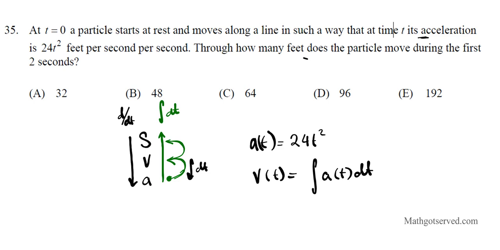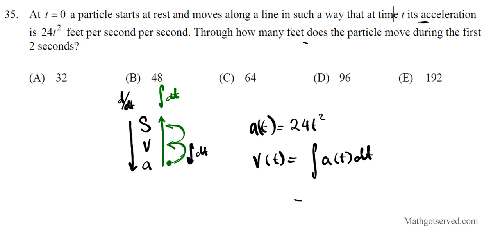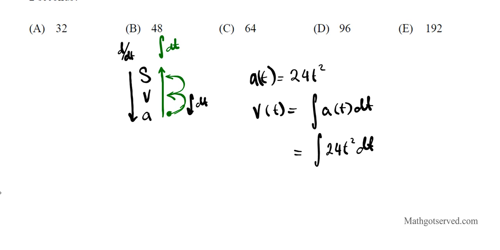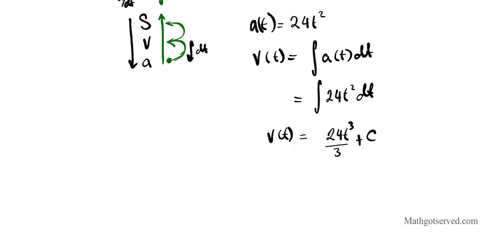Okay, so if I do that, what is the velocity function? Well, I'm going to have to integrate 24t squared dt. Now, using the power property of integration, this antiderivative is simply going to be 24t to the third over 3 plus c. There goes your velocity function. Okay? All right, so what is c?